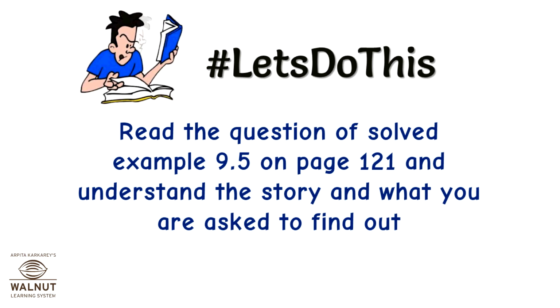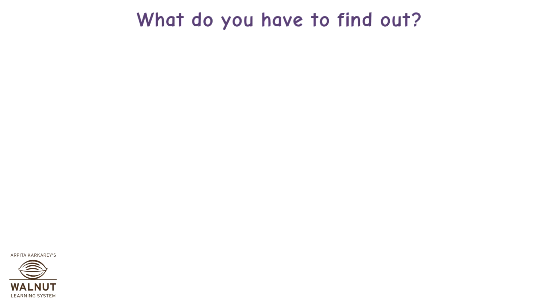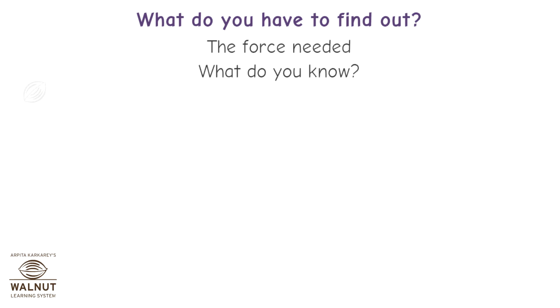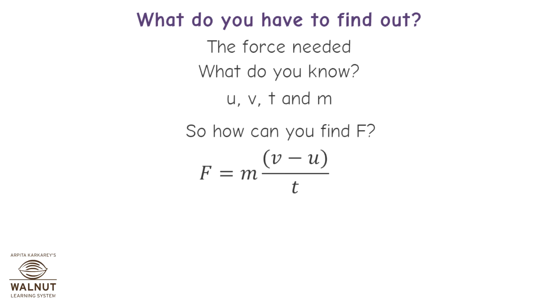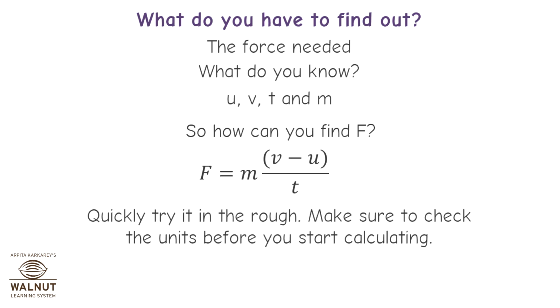Let's do this. Read the question of solved example 9.5 on page 121 and understand the story and what you are asked to find out. What do you have to find out? You have to find the force needed. What do you know? U, V, T and M. So how can you find F? F is equal to M into V minus U upon T. Quickly try it in the rough. Make sure to check the units before you start calculating.